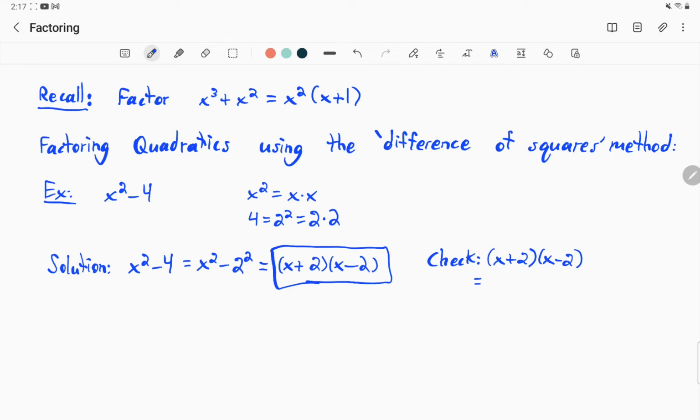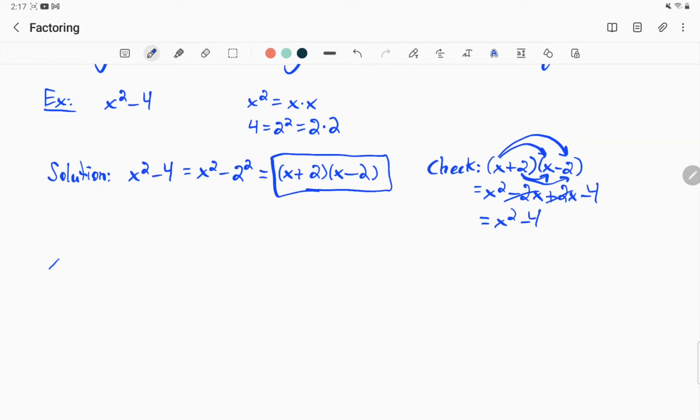x plus 2 times x minus 2, you can check, and we can see that this actually works. Multiplying x times x, we get x squared. x times negative 2, you get minus 2x. 2 times x, plus 2x. 2 times negative 2, minus 4. What this gives is x squared, these minus 2x's cancel, you get x squared minus 4.